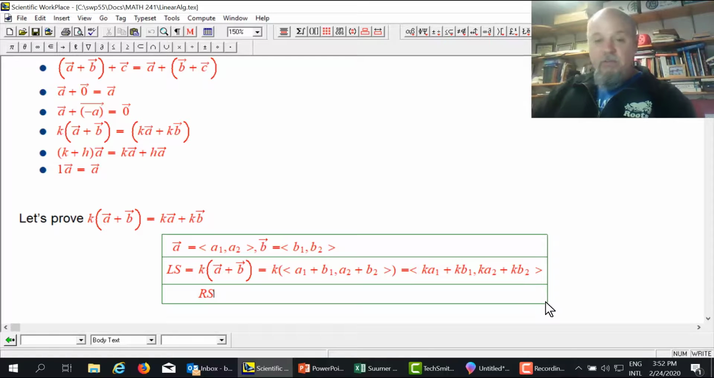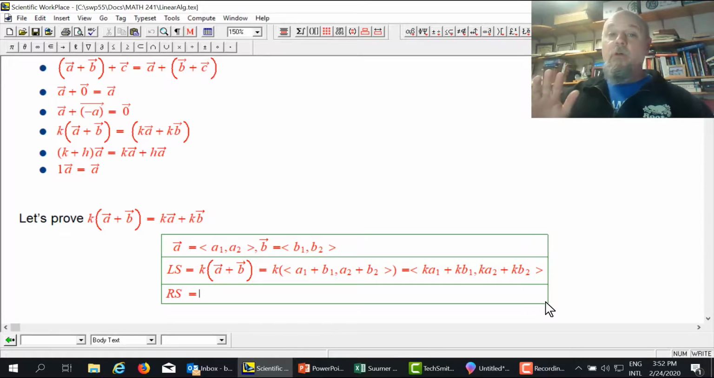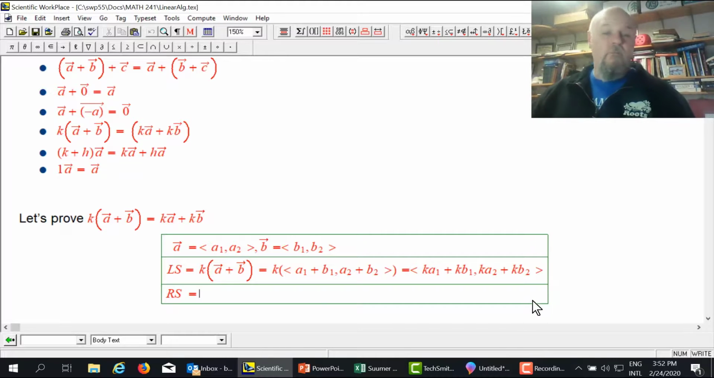And let's work on the right side now. And remember, this proof is only good for 2 dimensions. If I wanted the 3rd dimension one, I'd have to go in and add another dimension. In general, you would go A1, comma, A2, comma, dot, dot, dot, An to prove it in n dimensions. The proof will be exactly the same structure.